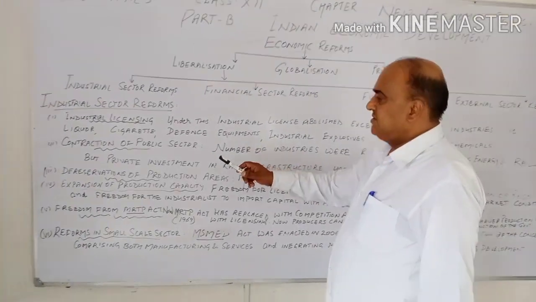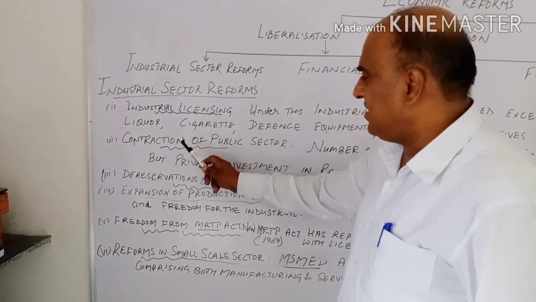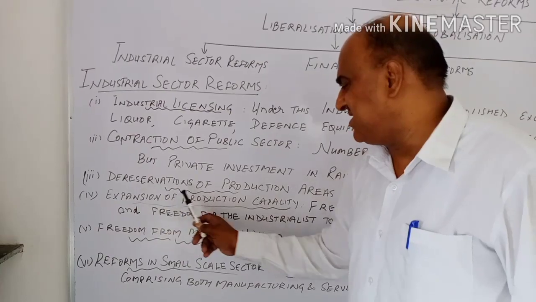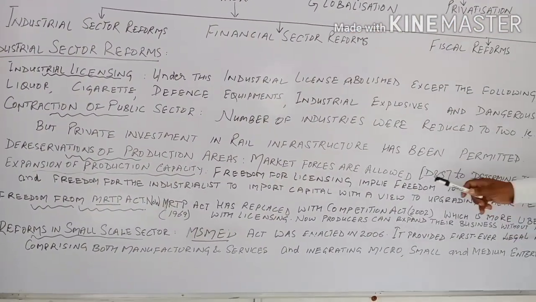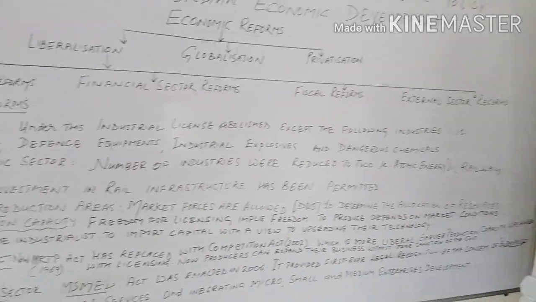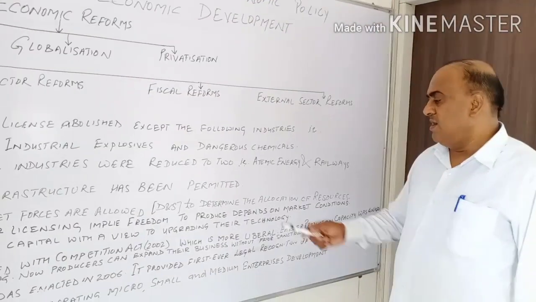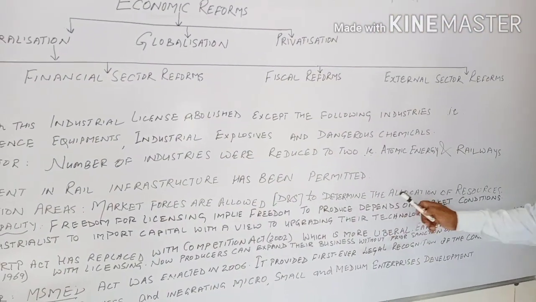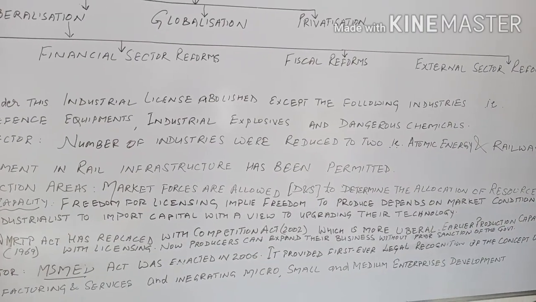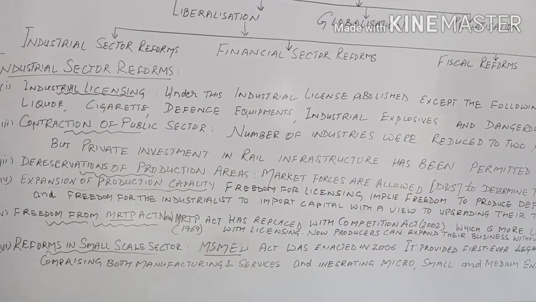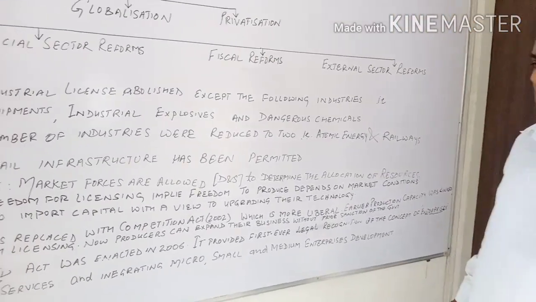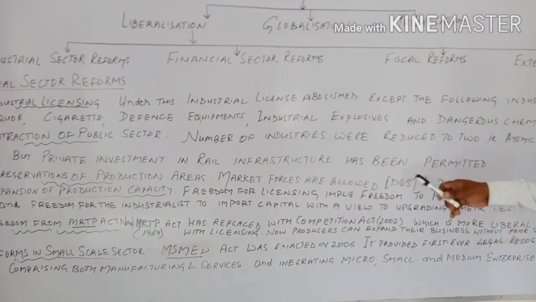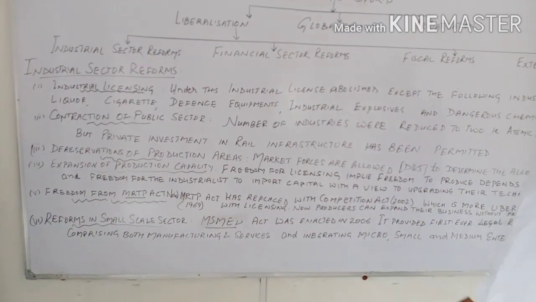Next, after industrial licensing and contraction of the public sector, now de-reservation of production areas. So market forces are allowed. What are market forces? Demand and supply, to determine the allocation of resources. So market forces are allowed. What to produce, how to produce, and for whom to produce, decisions are taken by the market forces.